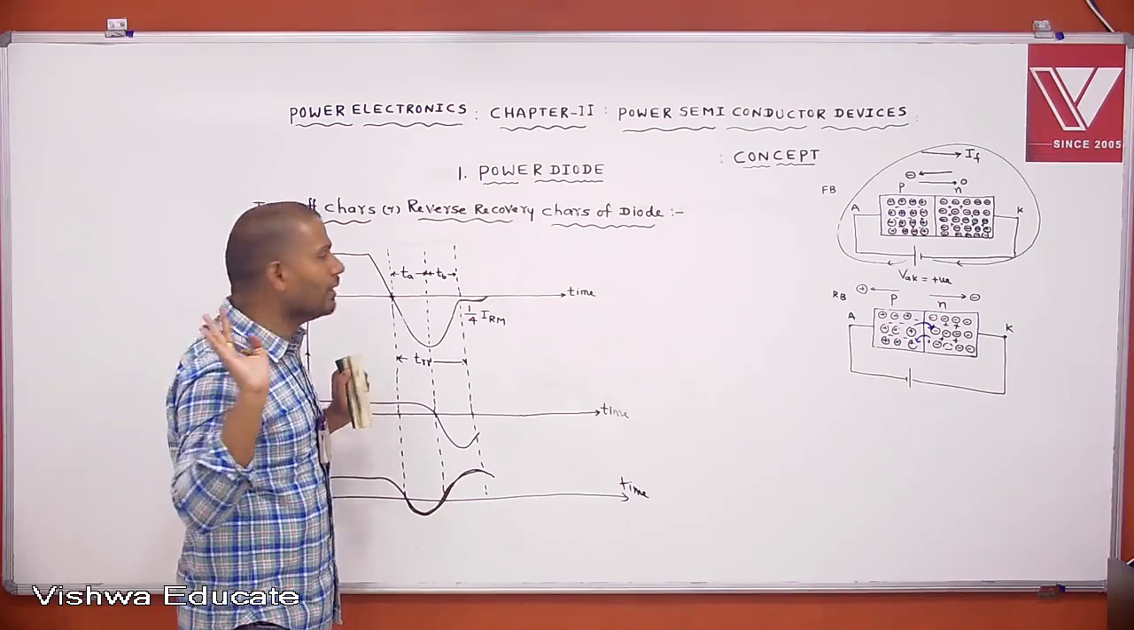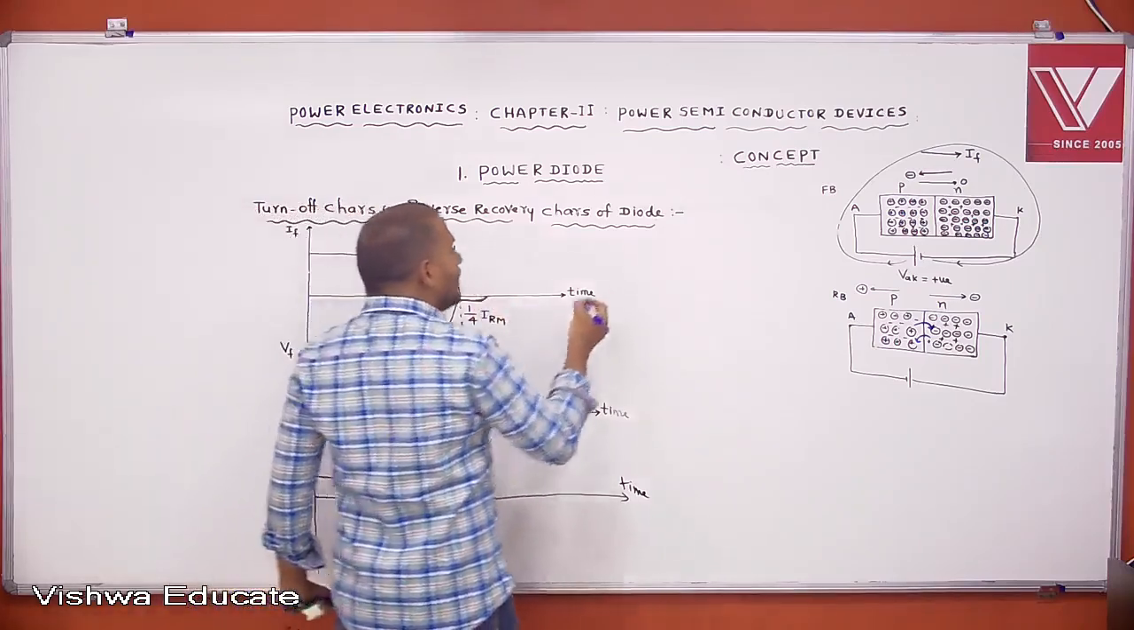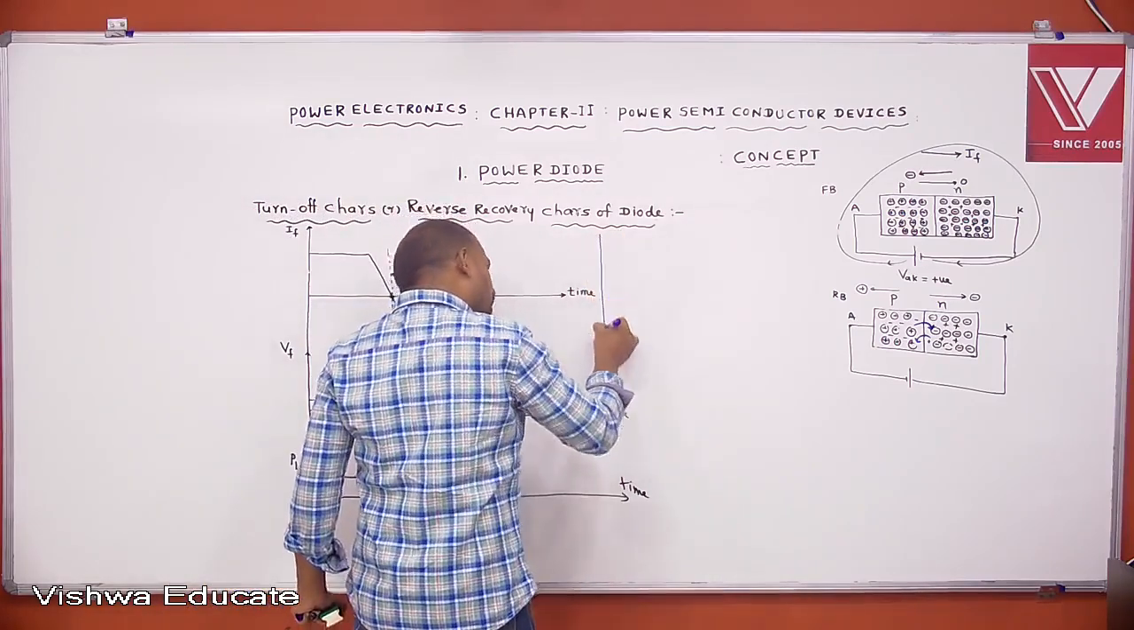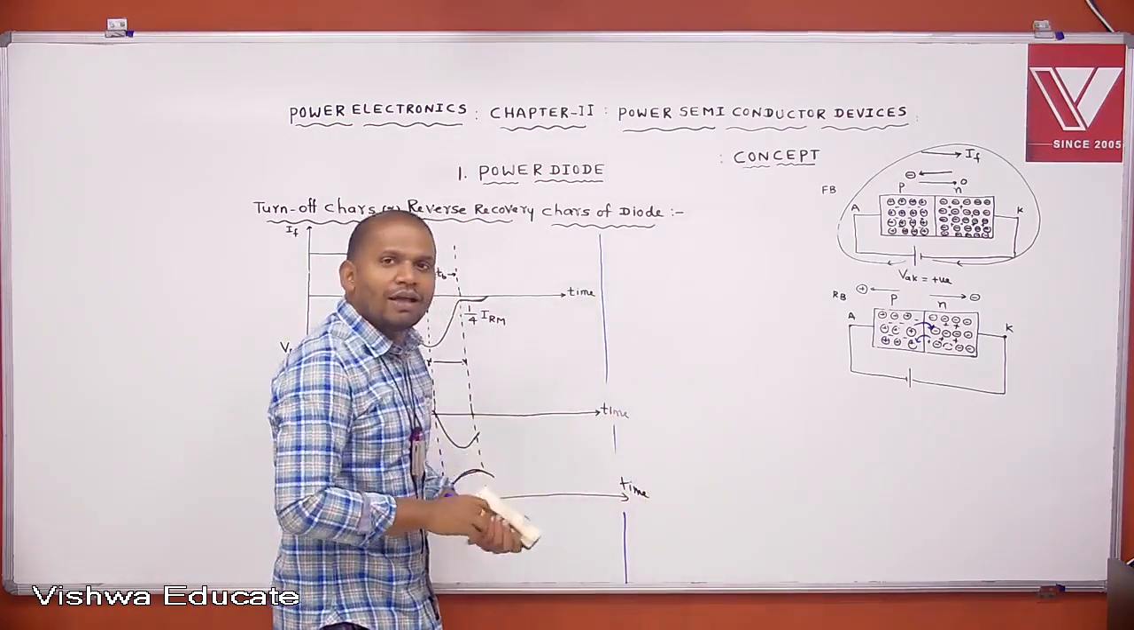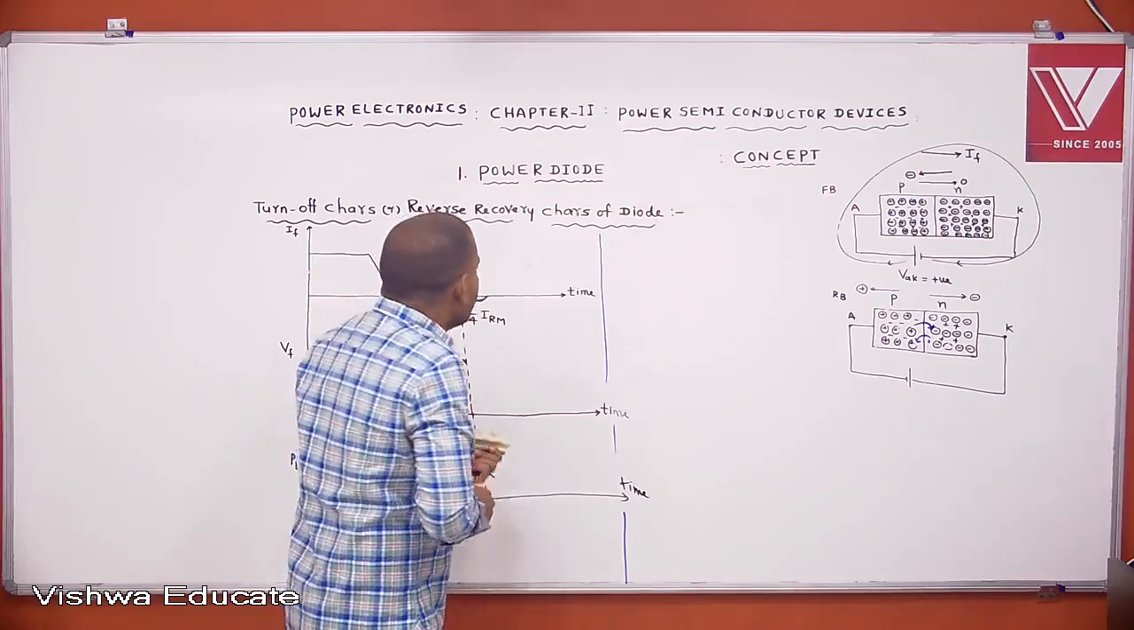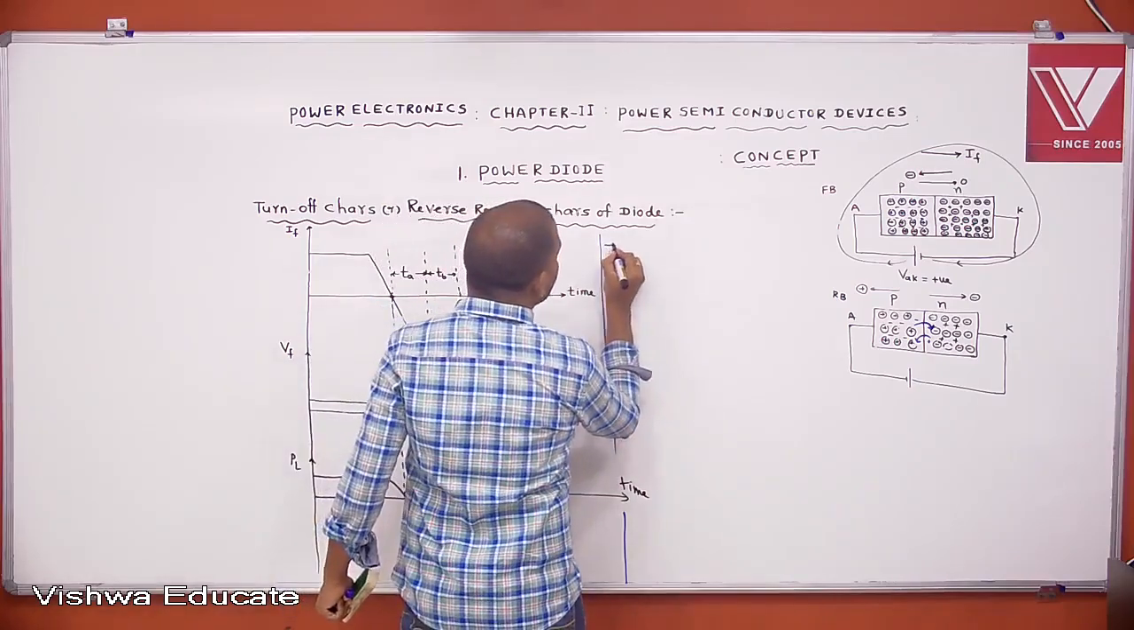Understood or not? Now that means the statement I made is right. You write, note down this one: even though forward current is 0.